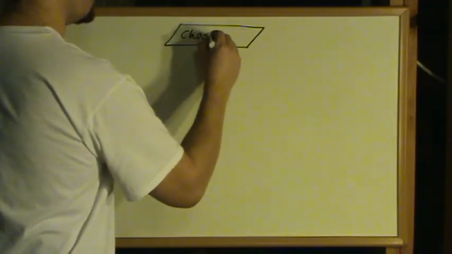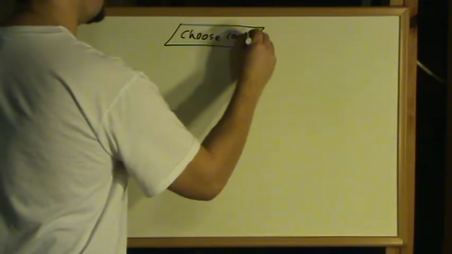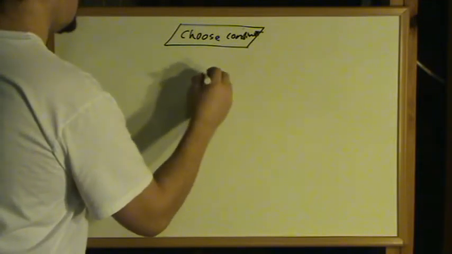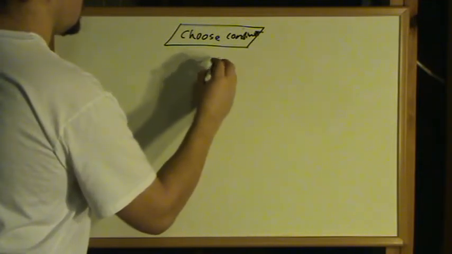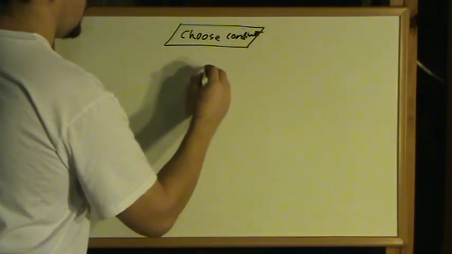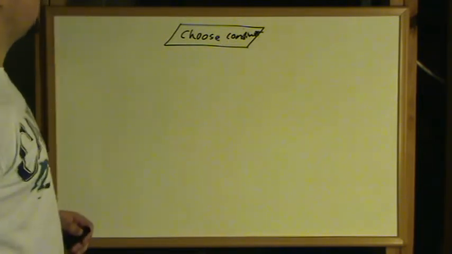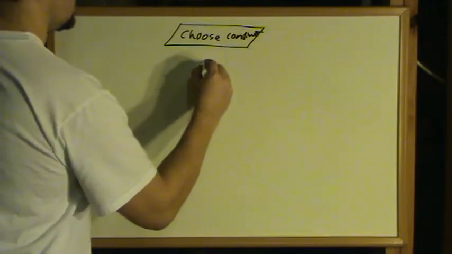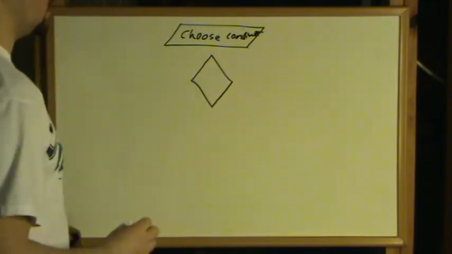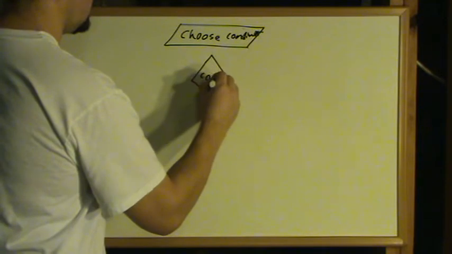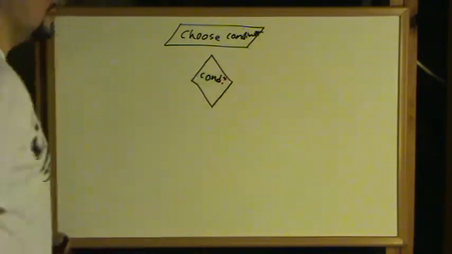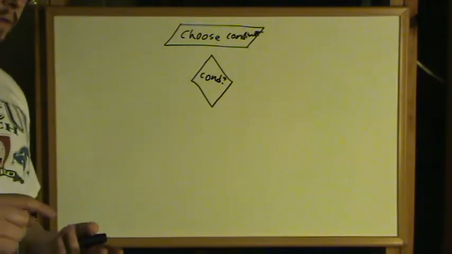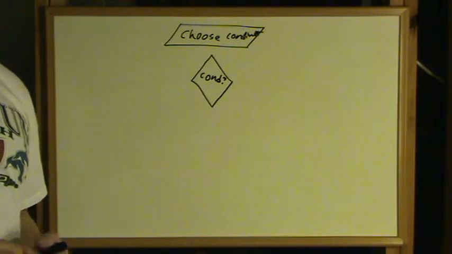So we're going to ask the user to choose a condiment. We're just going to have a simple three-choice thing here. Don't want to get too complicated. So, condiment. We're going to have three choices: lettuce, olives, or none. Okay?